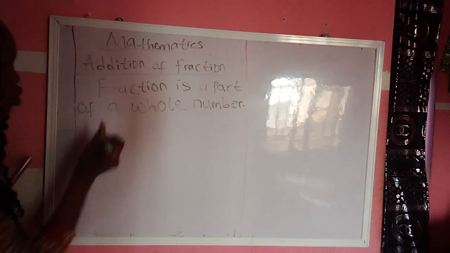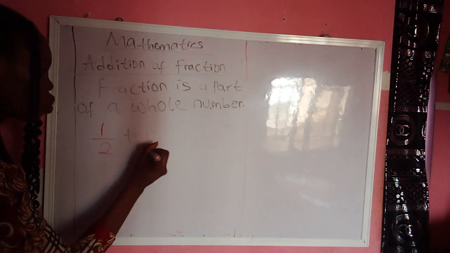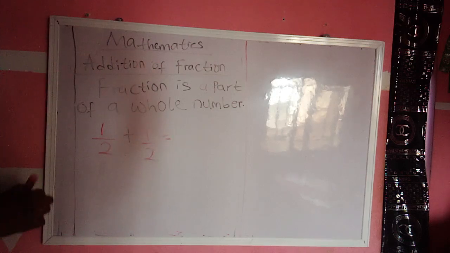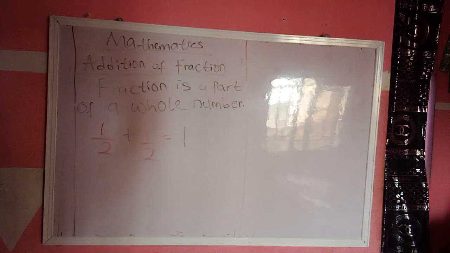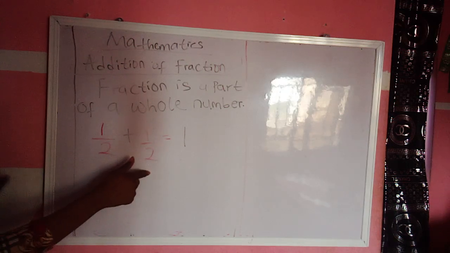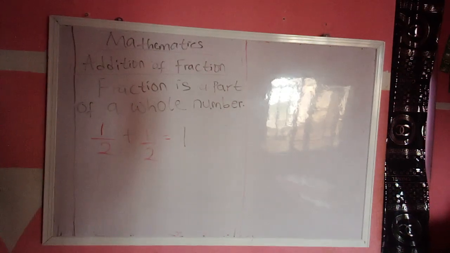Now, 1 over 2 plus 1 over 2 gives us 1. I will explain more so you understand how I got 1. 1/2 plus 1/2 gives us 1. Now, this 1 is a what? A whole number. It is a number.